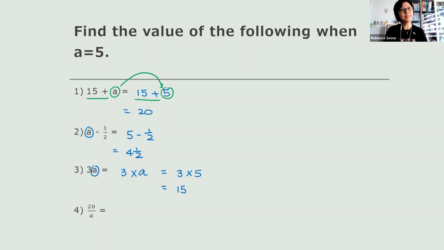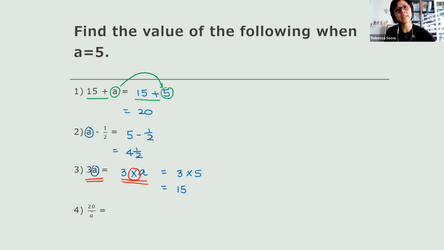See, for algebra, when we want to multiply one number and one letter together, we put them together, but we leave out the multiplication sign. Okay? So just take note that 3A is actually 3 multiplied by A. There is a multiplication sign that is not written out when it comes to multiplication of a number and an unknown. How about number 4?